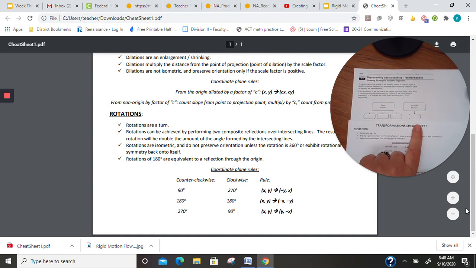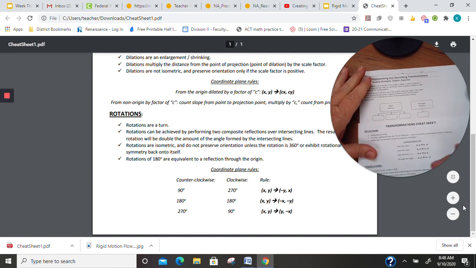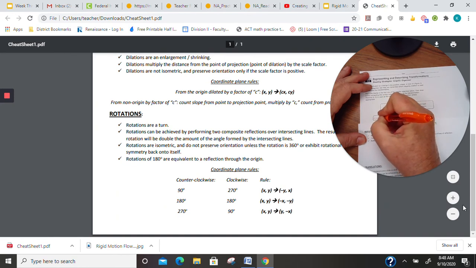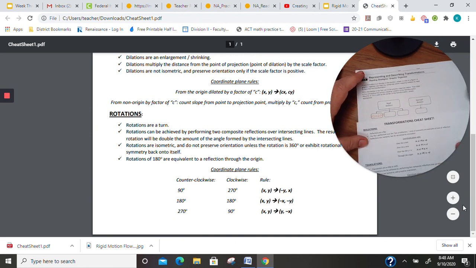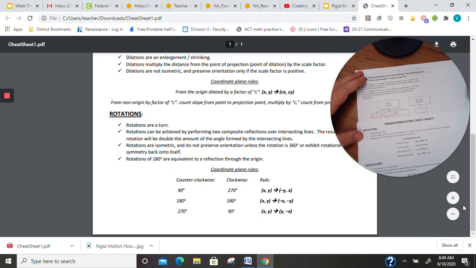So, if you look at this flow chart, for the rigid motions, I need something smaller. I have a translation. It's where you just move it. Translation. I hope you can see that. I have reflection. And I have rotation. Those are the rigid motions: translation, reflection, rotation.